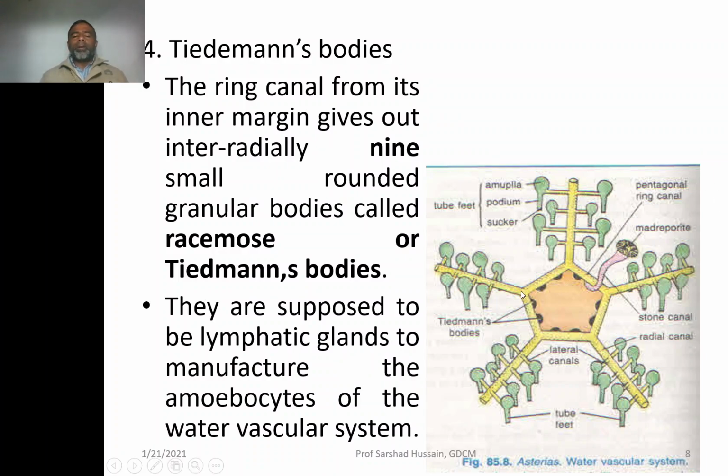that travel in the water vascular system. We have already said that this water vascular system has canals. The canals have water and some cells also, called corpuscles. The corpuscles are amoebocyte cells; they are so called because they move from one place to another. They are produced by the Tiedemann bodies, which are present on the inner margin of the ring canal.